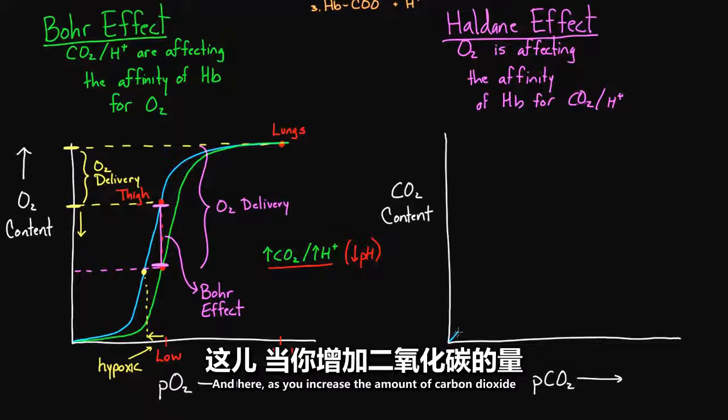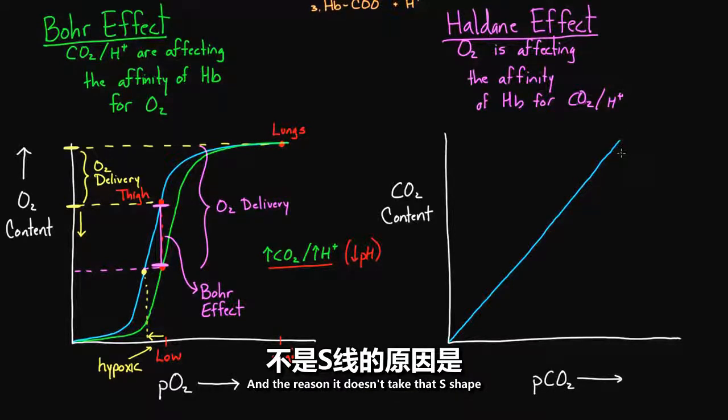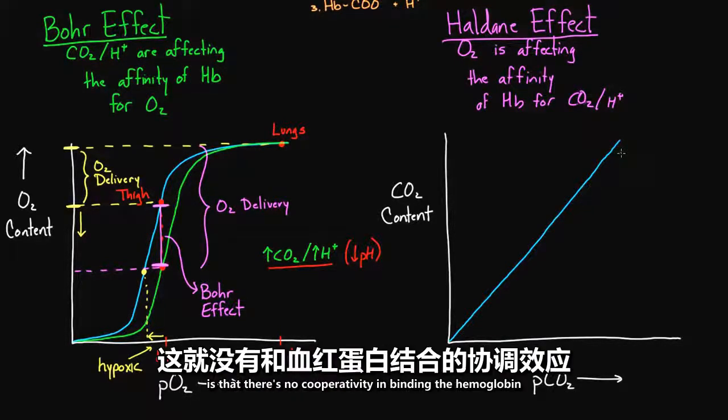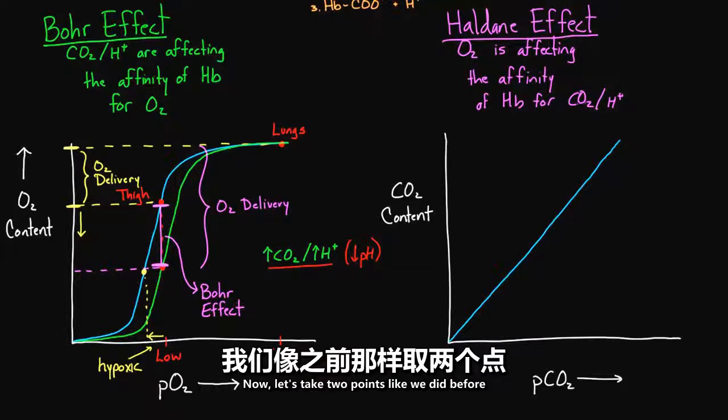And here, as you increase the amount of carbon dioxide, the content just goes up as a straight line. And the reason it doesn't take that S shape that we had with the oxygen is that there's no cooperativity in binding to the hemoglobin. It just goes up straight. So that's easy enough. Now let's take 2 points like we did before.